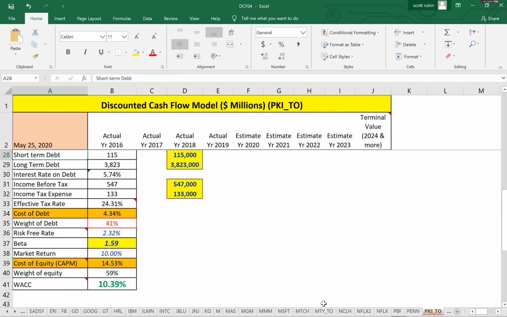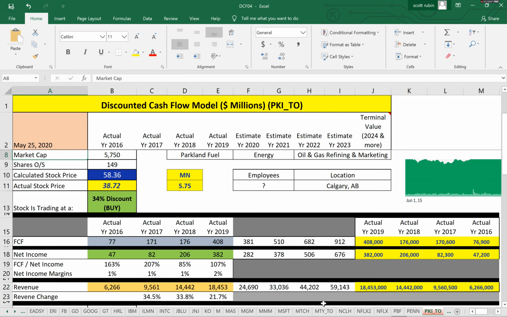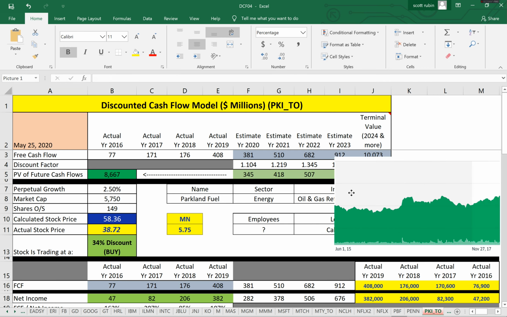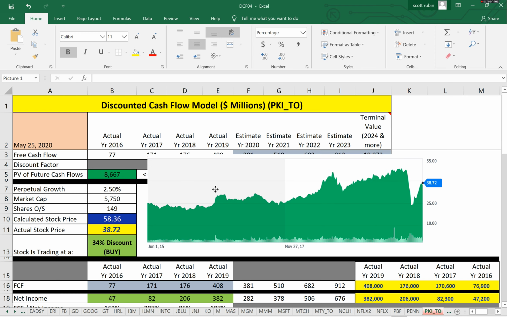So let's see what the discounted cash flows are. We estimated them already based off of the financial information, and then we discounted those dollar amounts back to today, and the value of the company is 8.7 billion. When you divide it by 149 million shares, you get a calculated stock price of $58. So it is trading at a discount, a 34% discount, because the stock's trading at 39.